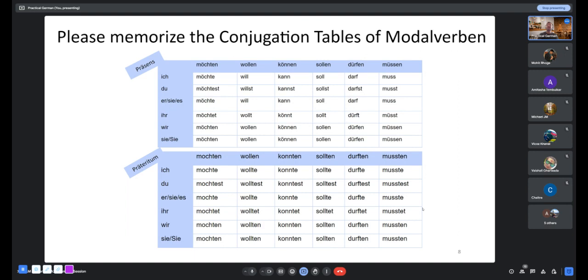Okay. If there are no questions, let us go through the conjugation table of Modalverben. I want someone to read the tables. Who wants to read? Please raise your hand. I'm not going to read, guys. Yeah, because you can read.